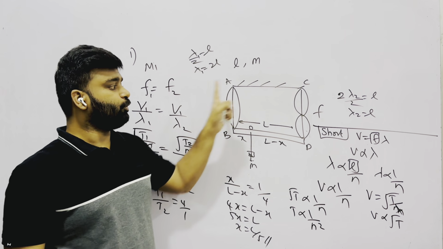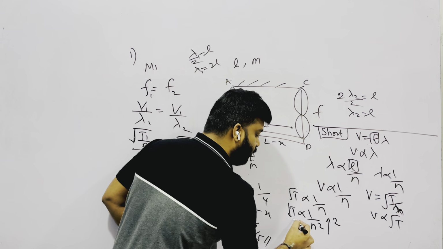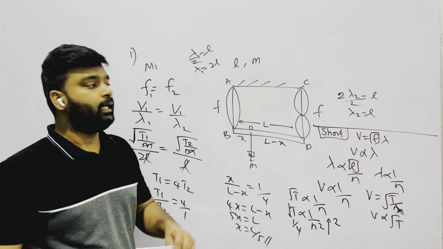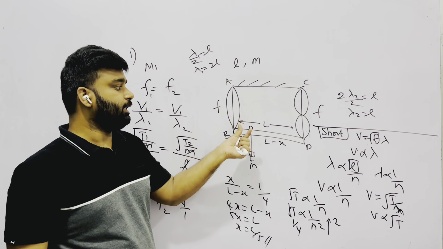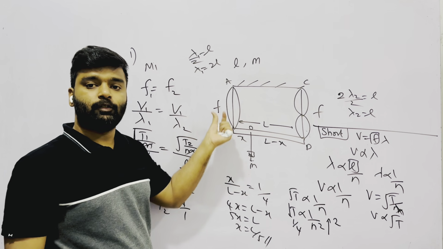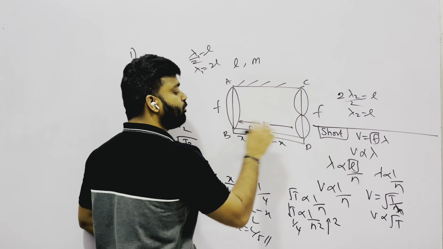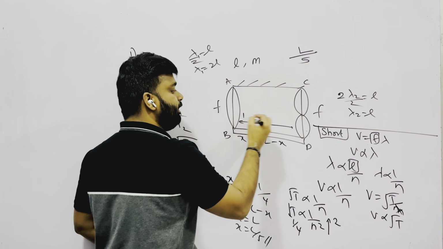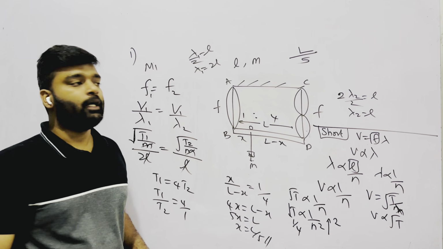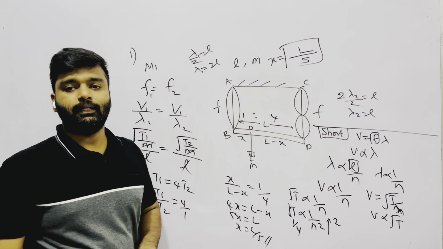The ratio of N is 2 times larger. If N is twice, T will be 1/4. For their tension to be in the ratio of 4:1, their distance should be in the ratio of 1:4. If the distance should be 1:4, you have to divide the total length into 5 parts. Therefore, X is equal to L over 5. That's a shortcut.